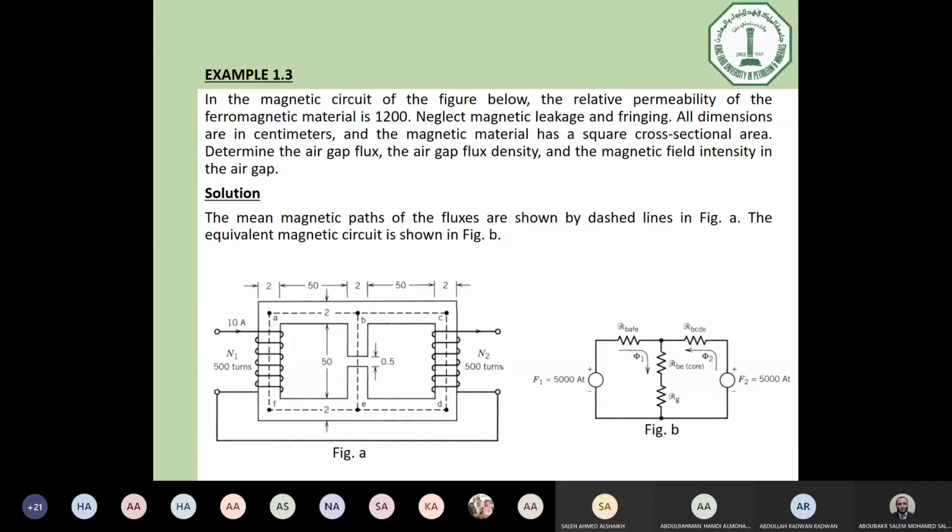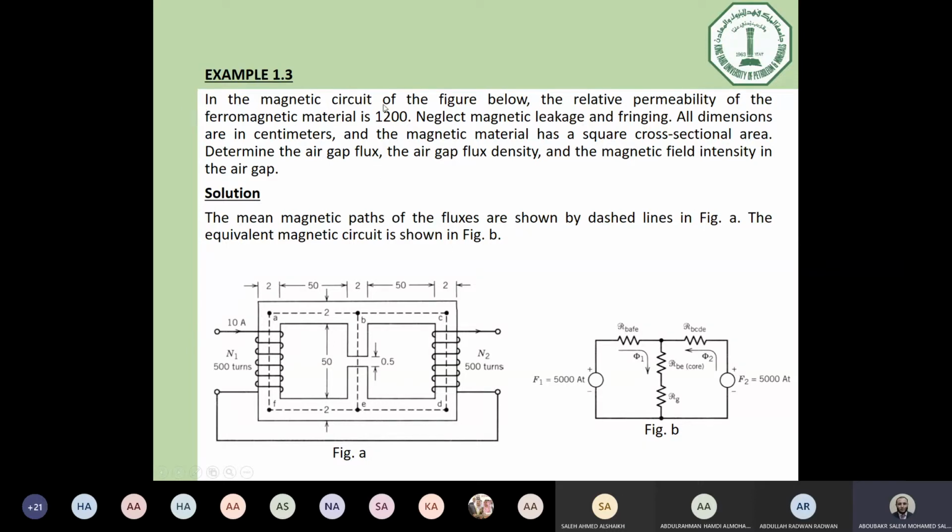Today we discussed also, I believe, this example last week. Sorry, last class. We discussed this kind of magnetic material. Have we discussed this problem, guys, or not? Not yet. No, okay. So we'll start, inshallah, from this problem. Here, example 1.3 in the textbook.